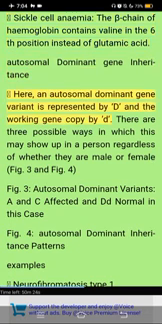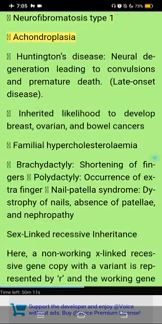Autosomal dominant gene inheritance. Here, an autosomal dominant gene variant is represented by D, and the working gene copy by d. There are 3 possible ways in which this may show up in a person regardless of whether they are male or female. Figure 3 and figure 4. Figure 3. Autosomal dominant variants, Dd and DD affected and dd normal in this case. Figure 4. Autosomal dominant inheritance patterns. Examples. Neurofibromatosis type 1. Achondroplasia. Huntington's disease, neural degeneration leading to convulsions and premature death.